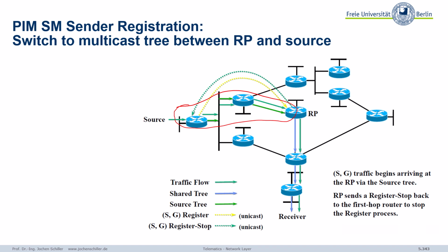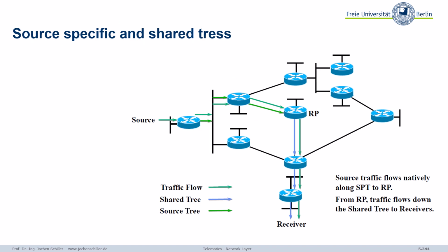registration messages and register stop messages, but in the end the idea is to create this path from the source to the rendezvous point. So we have this shortest path here to the rendezvous point, and then from the rendezvous point we let the traffic flow down the shared tree to the receivers. There could be more than one receiver, shown here is only one receiver. Okay, so the traffic flows as shown here.